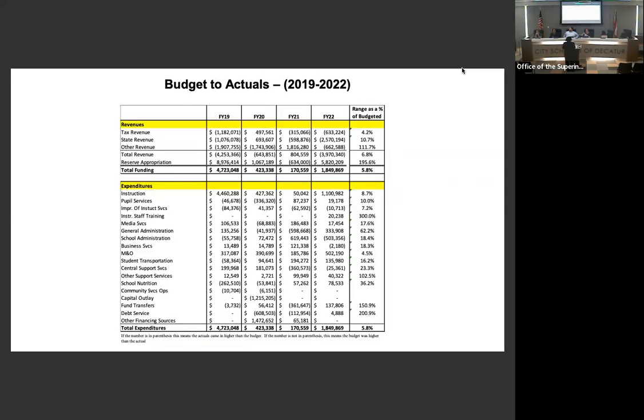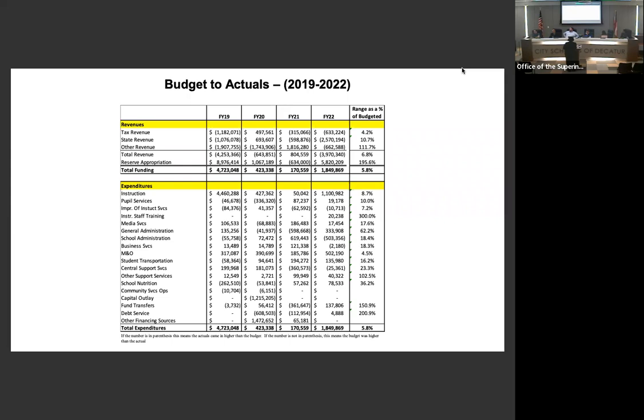This slide is a comparison of the budget to actual. From fiscal year 19 to 22, if the number is a negative in parentheses, this means the actual came in higher than the budget. If the number is not in parentheses, this means the budget was higher than the actual. For example, total revenue came in over budget for every year for fiscal year 21.